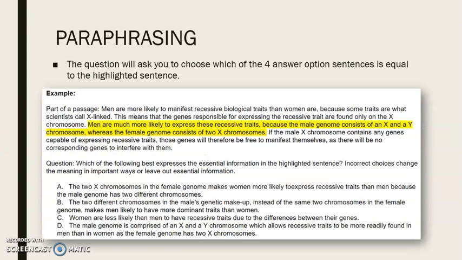We got next paraphrasing, and on these questions we're gonna have the expression best expresses the essential information, and so on. As you can see in here, this part is highlighted, and we're asked to identify which of these different options best expresses the essential information that is already highlighted.